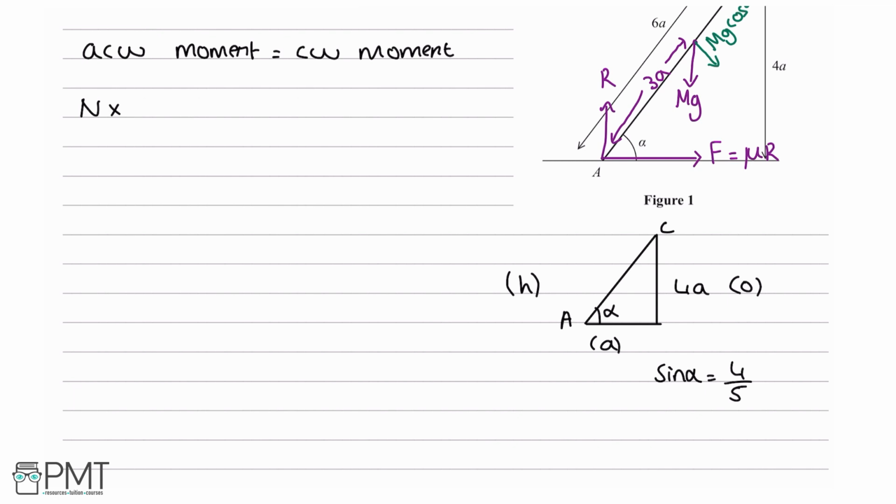Our other option, which is the one the exam board has gone for, is to leave everything in terms of sine alpha. So what we would do is we would use the fact that sine alpha equals the opposite over the hypotenuse, and then because we're looking for the hypotenuse, we would say the hypotenuse equals the opposite over sine alpha, all right? In which case the opposite for us is 4a, so we say this is N times 4a over sine alpha, and because we've got our distance AC, that's done.